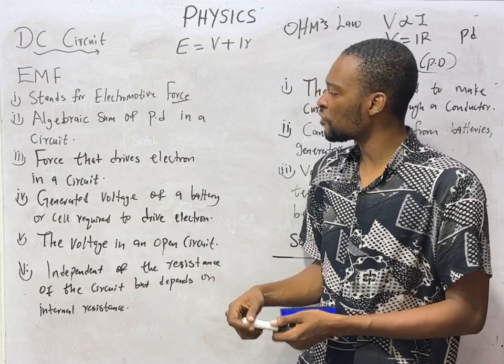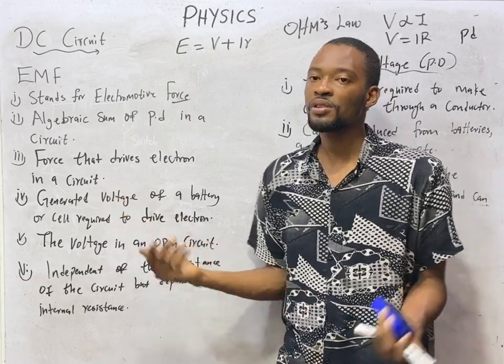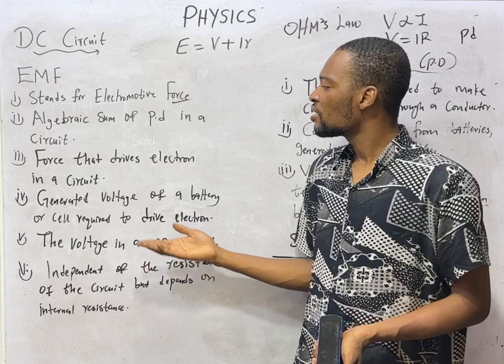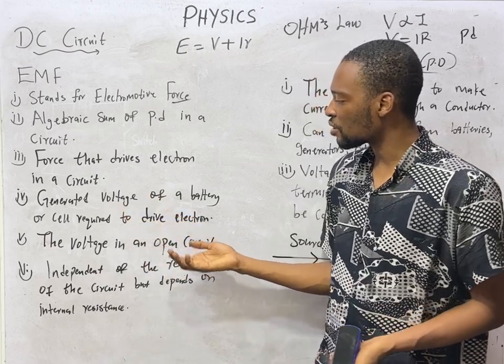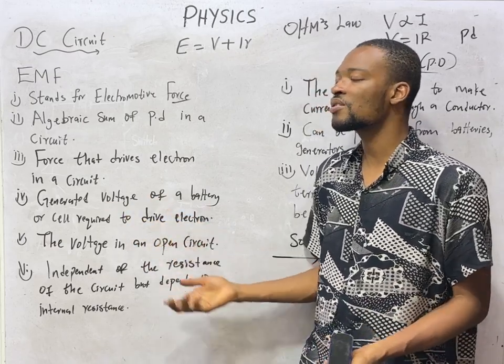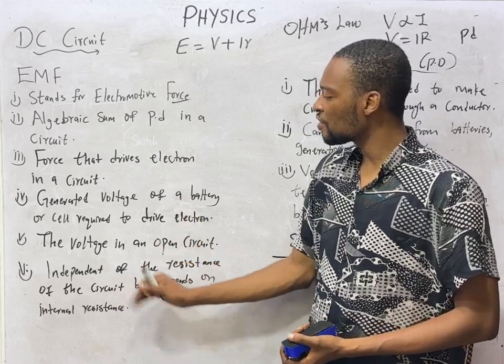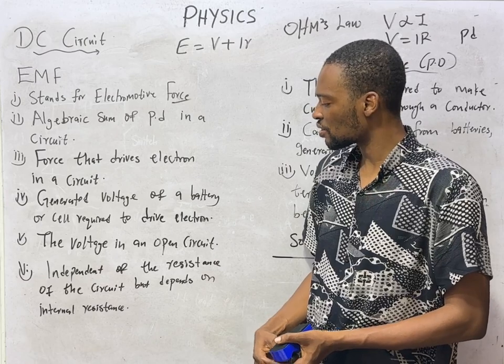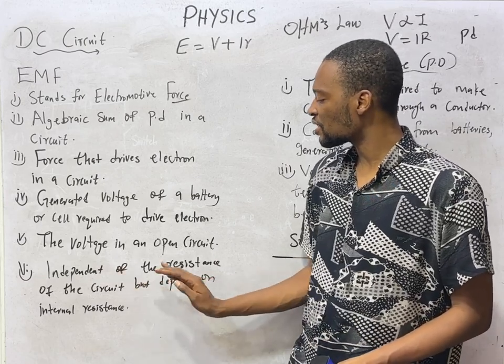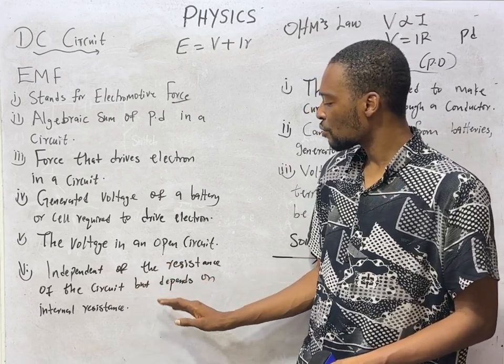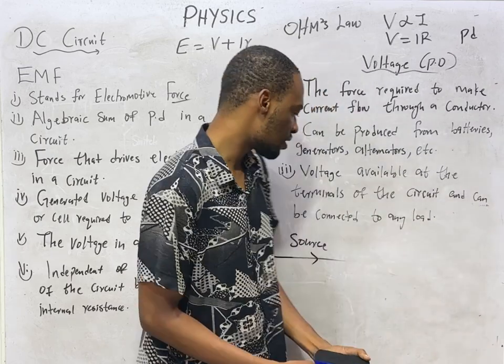And EMF is the force that drives electrons in a circuit. Same with voltage. It is the generated voltage of a battery or cell required to drive electrons. These are further explanations. And EMF is the voltage in an open circuit. EMF is independent of the resistance of the circuit, but depends on the internal resistance.